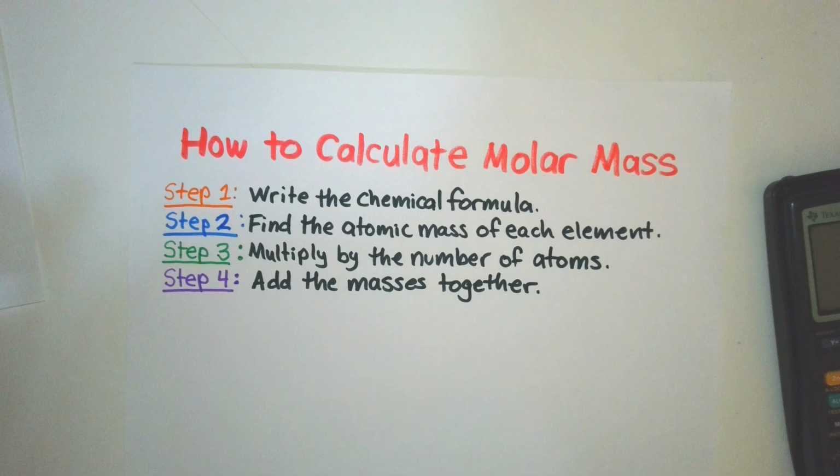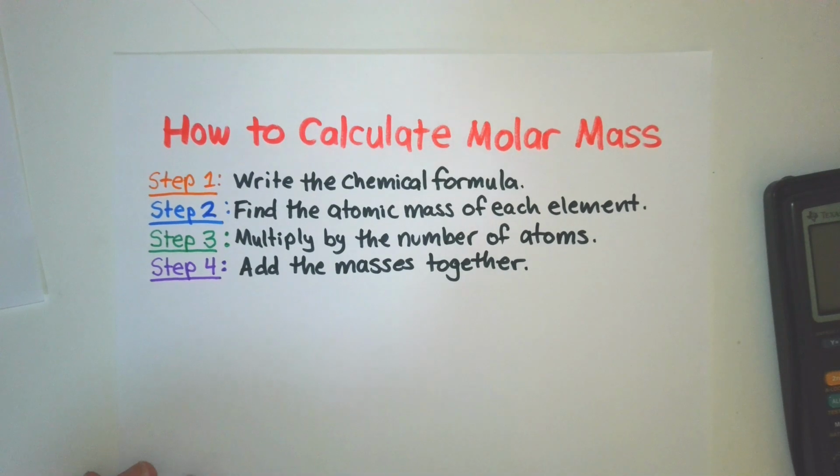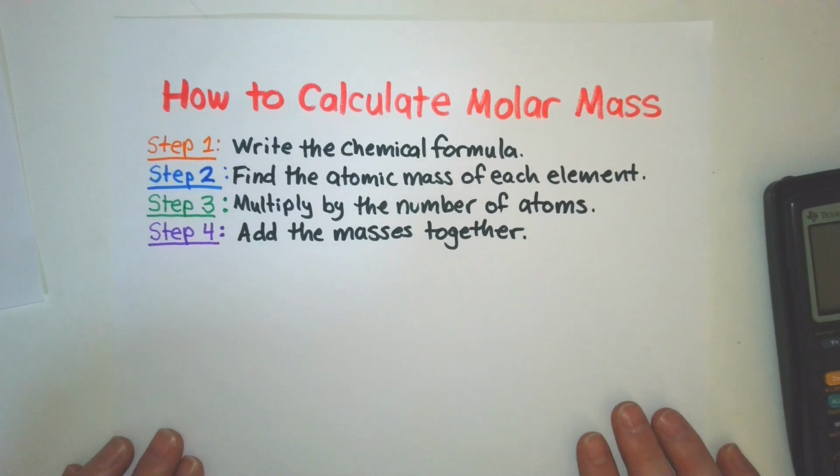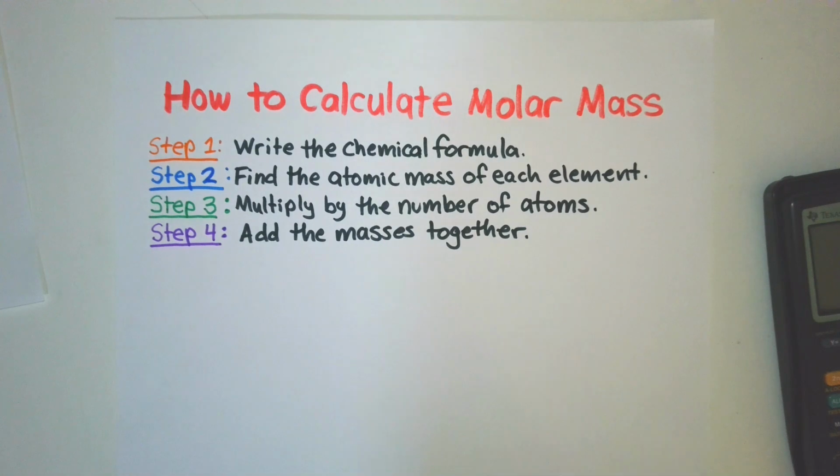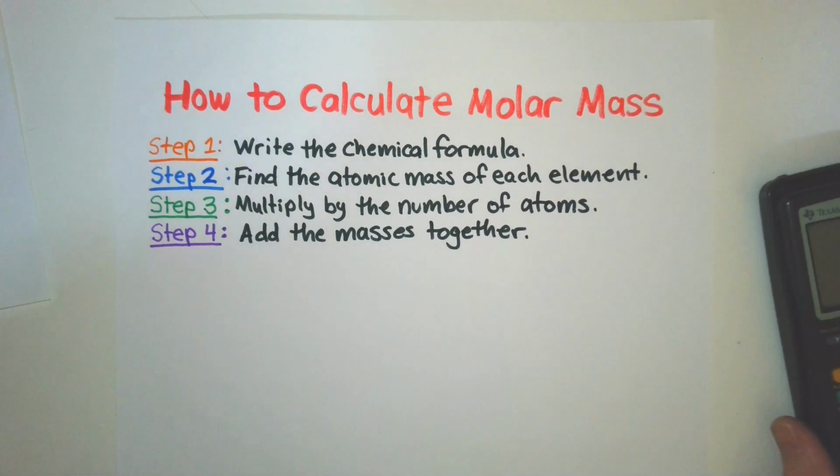So basically, when we are calculating the molar mass of anything, I like to follow these 4 steps. Step 1, write the chemical formula. Step 2, find the atomic mass of each element that's in that chemical formula. Step 3, multiply by the number of atoms for each of those elements. Step 4, add the masses together. All right, so it's going to look like this.